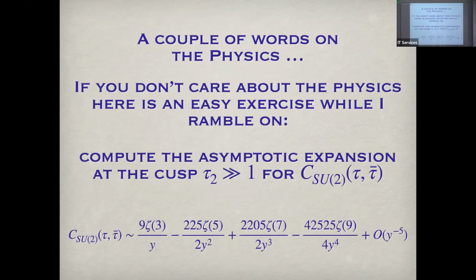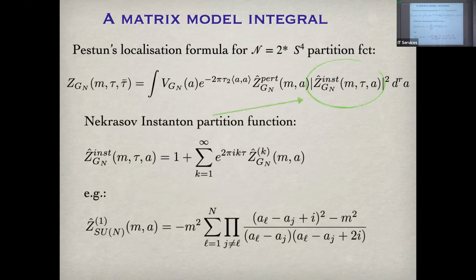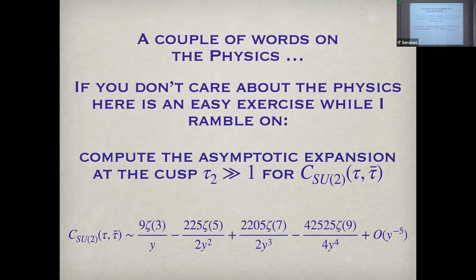But if you don't care, I'll leave you a little exercise. For SU(2), all the building blocks are in here. You can also forget about the instanton if you want the asymptotic expansion at the cusp. Little exercise, compute the asymptotic expansion. And you will get something which looks rather nice: zeta 3 over y, zeta 5 over y squared, zeta 7 over y cubed, and so on. Where again, y is pi tau 2.